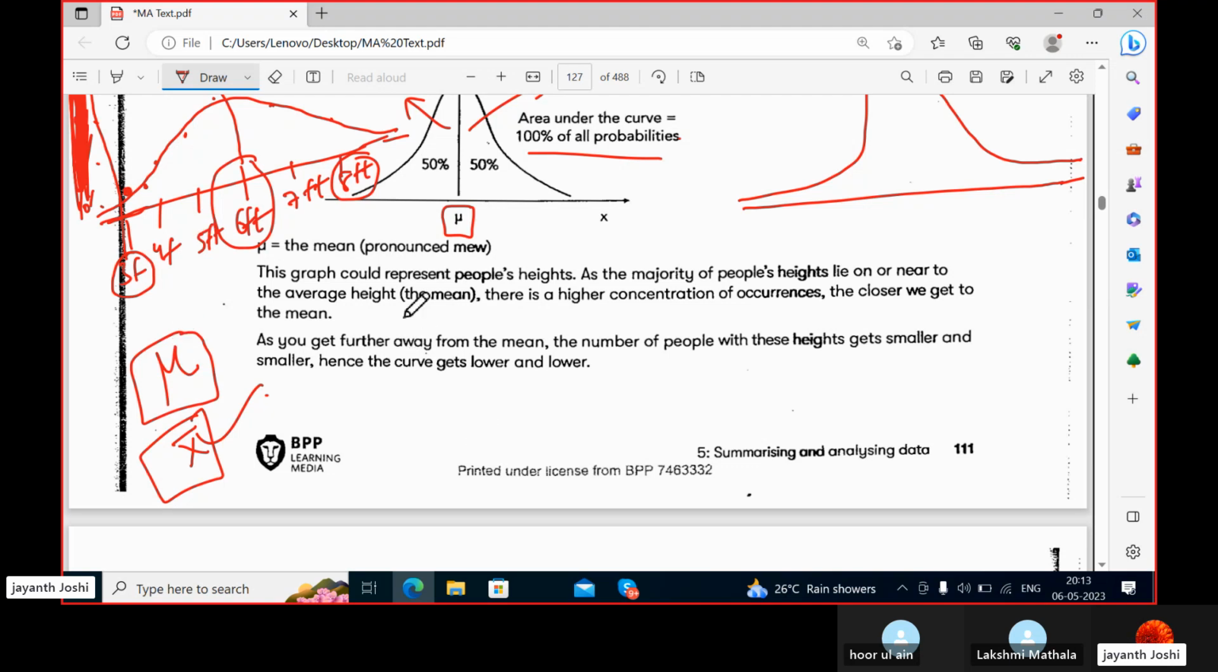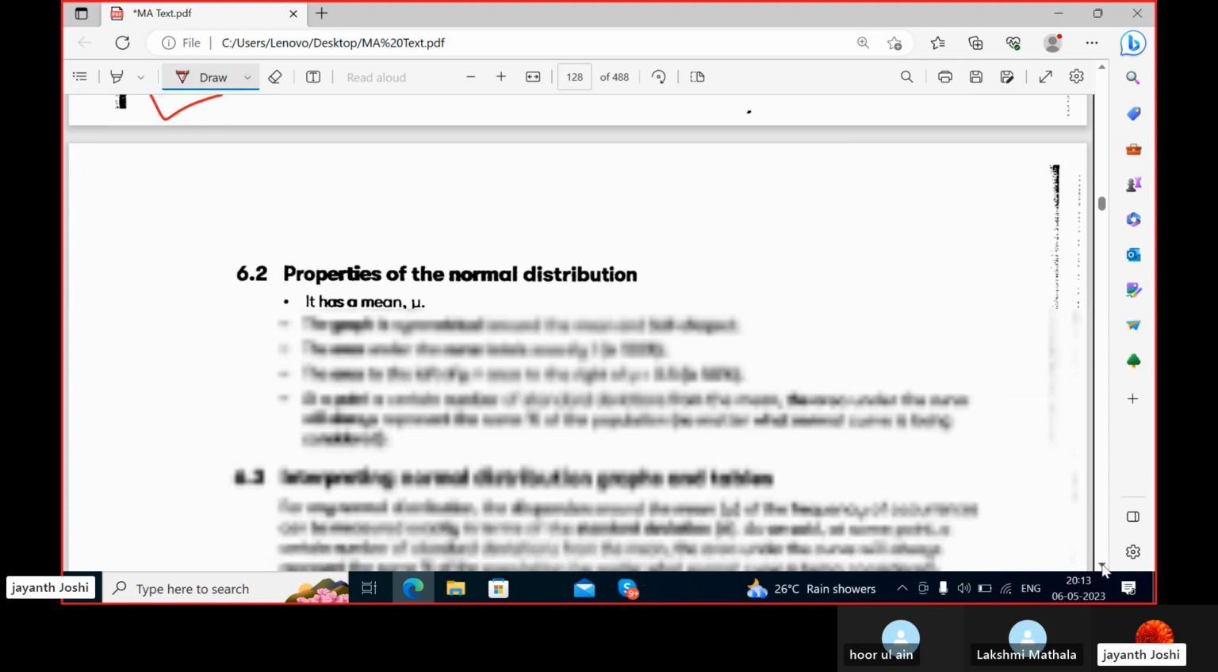So the graph would represent people's heights, as the majority of people lie on or near the average height. I already explained that very big people lie in the extreme right, and very small people lie in the extreme left. But average people, most of them lie here. The data is concentrated there.